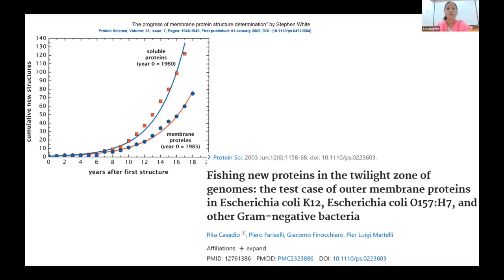And to kind of motivate this, already people have been publishing. In 2003, for instance, this is another group which had looked into a few bacterial genomes and used bioinformatics algorithms to tease out the membrane proteins of their interest. And this was going on.